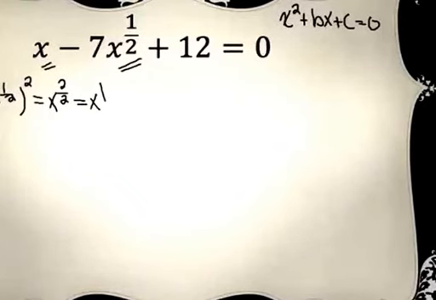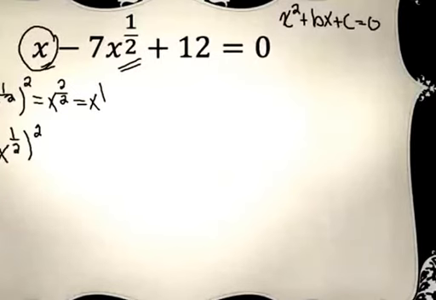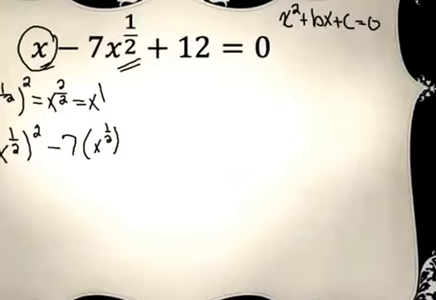So what I'm going to do is change this to x to the 1/2 squared minus 7 times x to the 1/2. Now I haven't done anything different here. I'm just separating out the x to the 1/2.